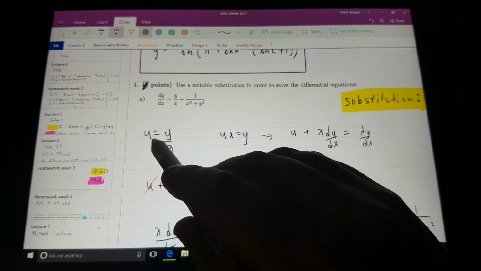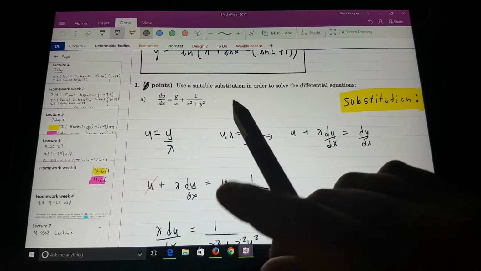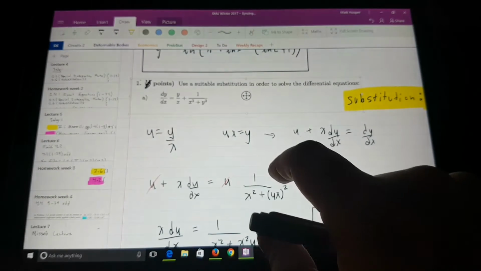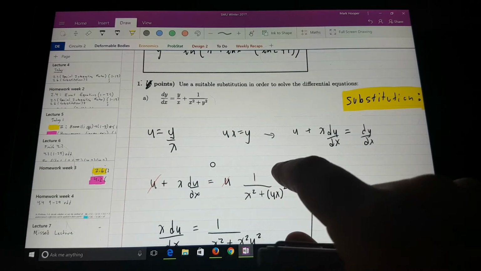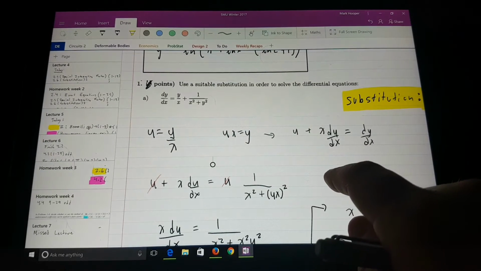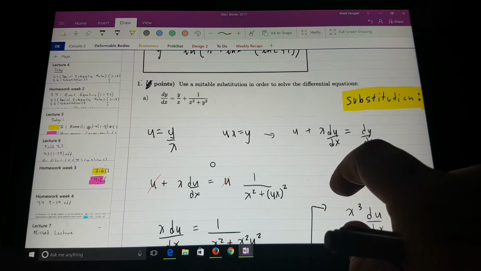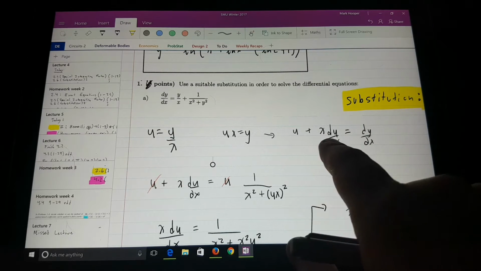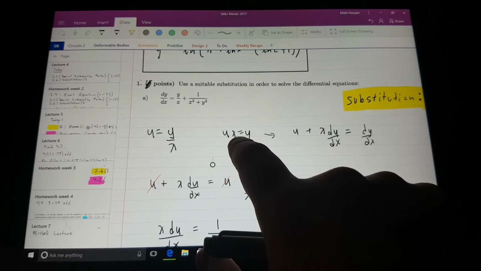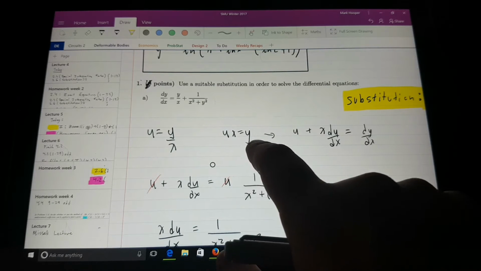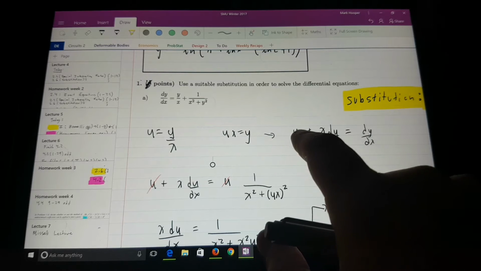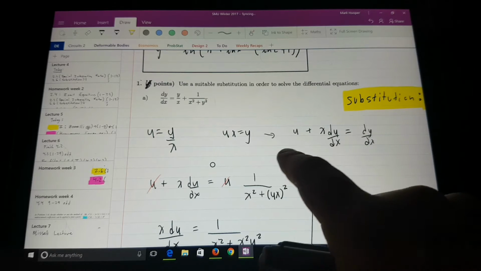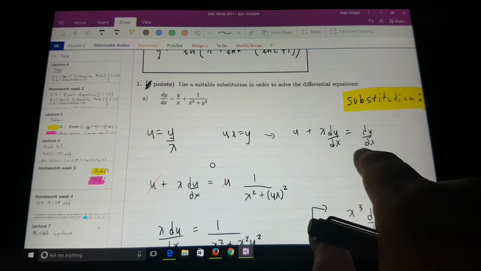So this is y over x, so I'm going to rearrange this to get it in terms of y, because what we want is to swap this dy/dx out. When we do that, we can turn this into a separable equation and employ our regular separable techniques. So we get u plus this, because this is implicitly done. This is first times the derivative of the second plus second times the derivative of the first. So u times the derivative of x, which is 1, plus x times du/dx. And that's equal to dy/dx.